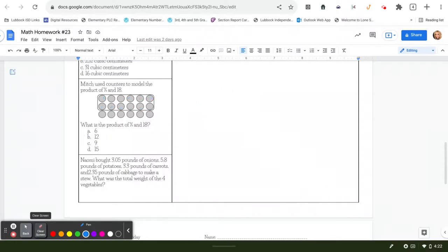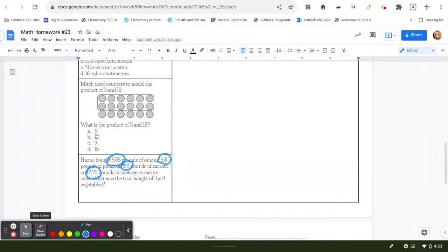Last problem for the week. Naomi bought 3 5/100 pounds of onions, 5 8/10 pounds of potatoes, 3 3/10 pounds of carrots, and 2 3/5 pounds of cabbage to make a stew. What is the total weight of the 4 vegetables?